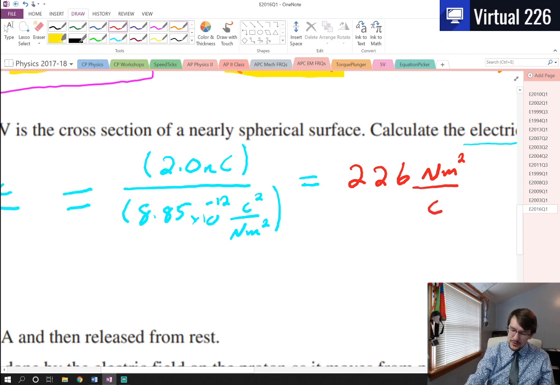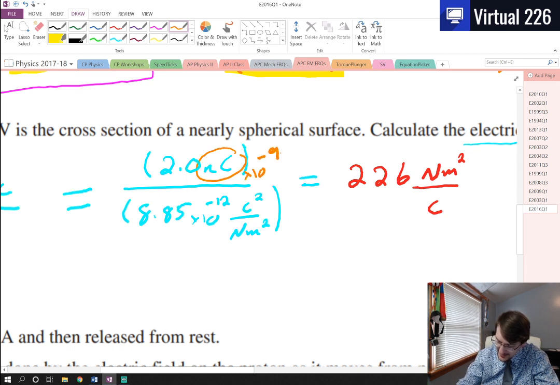If you didn't get the 226, remember this nano up here is really like 10 to the minus 9th. And because that's a minus 9th, and this is a minus 12th, but it's in the denominator, I am expecting an answer that's in the hundreds, that has 3 digits here. So that 226 looks pretty good to me.